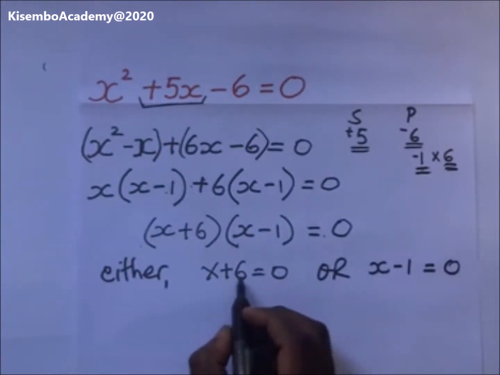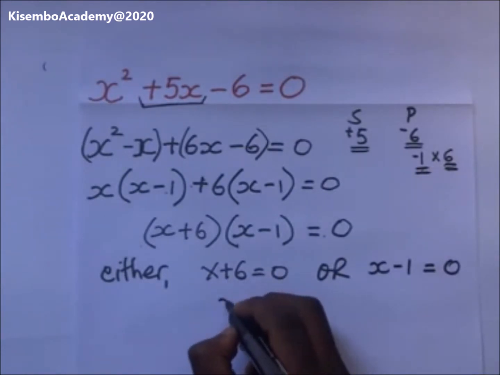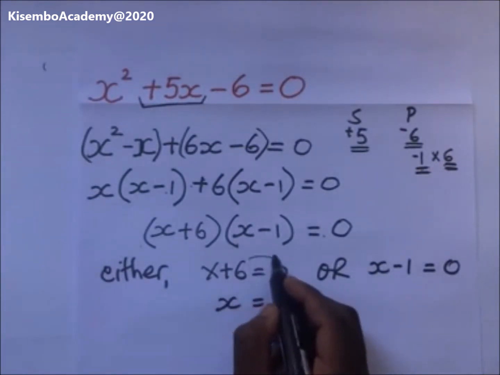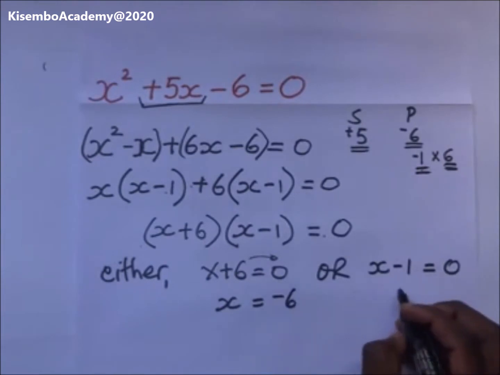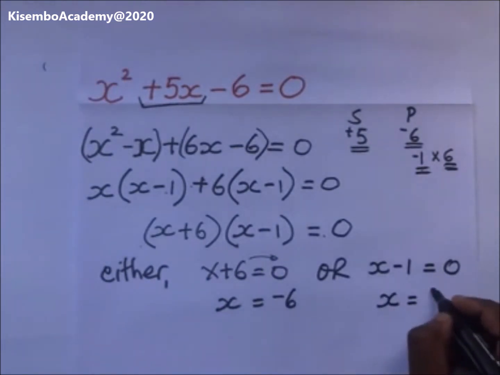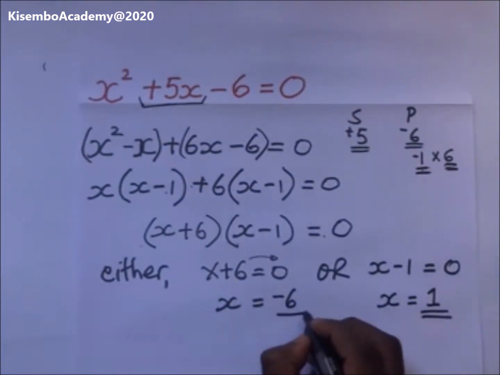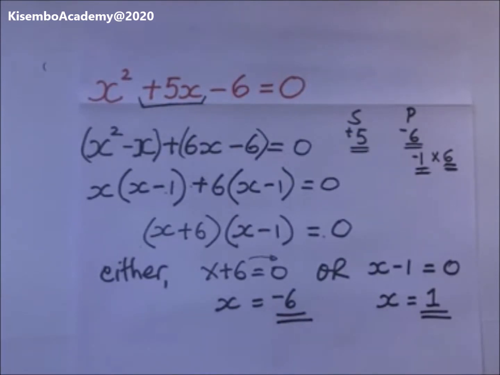And of course, to get our value of x here, when 6 crosses to that side, x is negative 6, and here x is equal to 1. So these are the two roots, or the two answers we are talking about at the beginning of this video. I said that when solving quadratic equations, we are bound to get two solutions, and these two solutions, which in this case are negative 6 and 1, are what we call the roots of a quadratic equation.